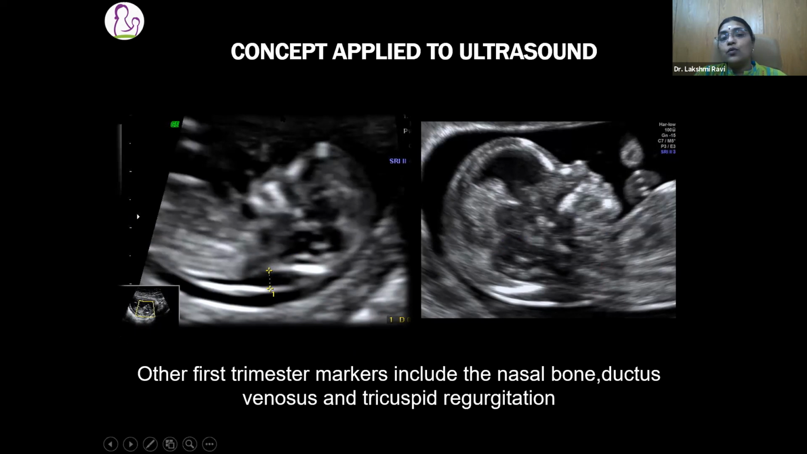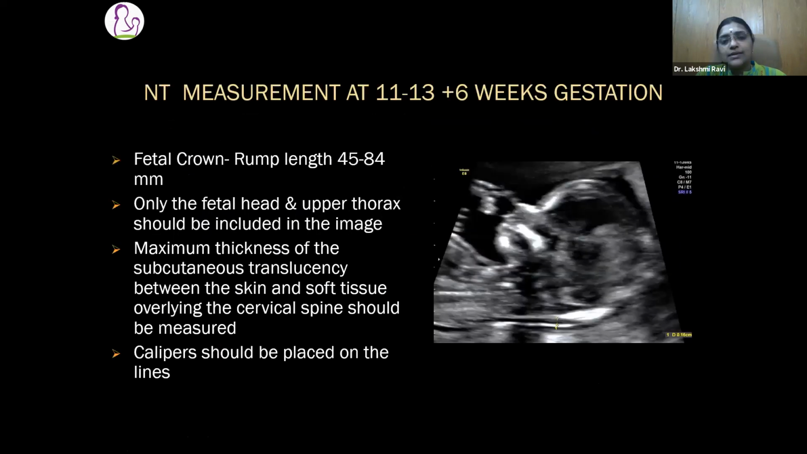And this is how you incorporate the phenotypic features of Down syndrome as soft markers in ultrasound, and then try to incorporate them into your screening protocol. The other markers are the nasal bone, ductus venosus, and the tricuspid regurgitation. So how do you do the nuchal translucency measurement? It is at a crown rump length between 45 to 84 millimeters.